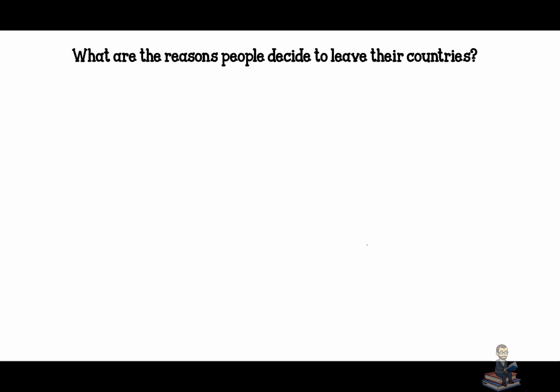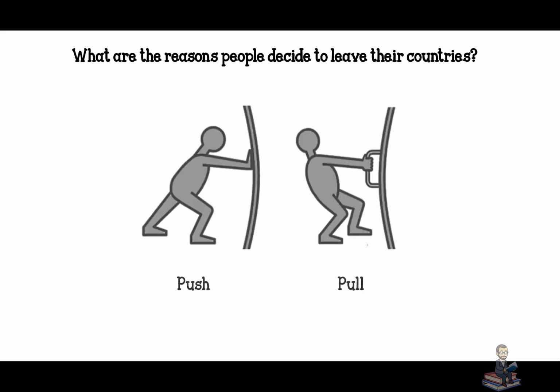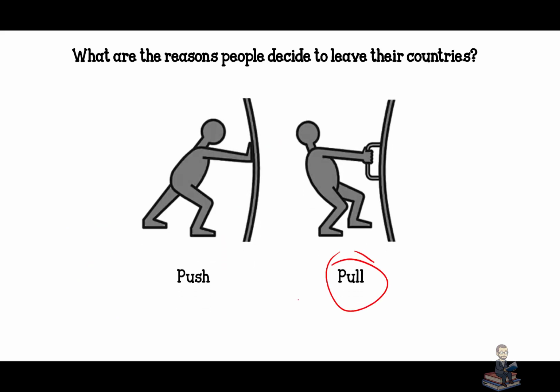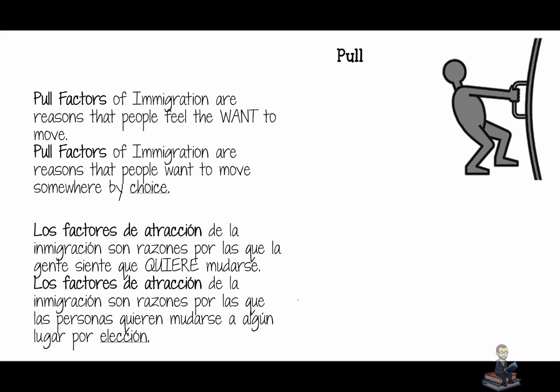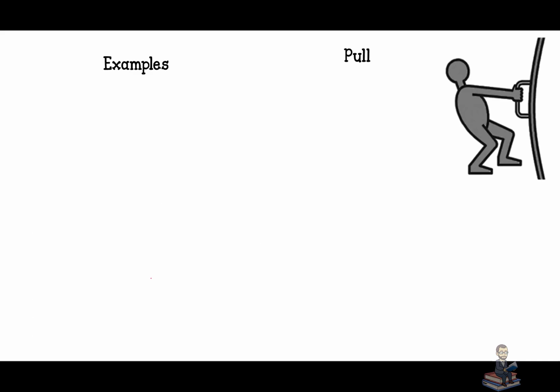So now we can talk about the other reasons why people leave their countries. This time we're going to look at the pull. So, pull immigration are reasons that people want to move. Pull factors of immigration are reasons people want to move somewhere because they choose to. So remember, push, there's no choice. In pull, there's a choice. So, what are some examples of pull factors?